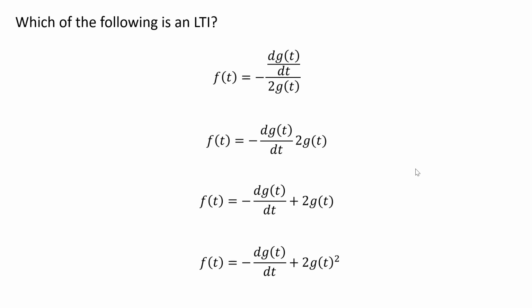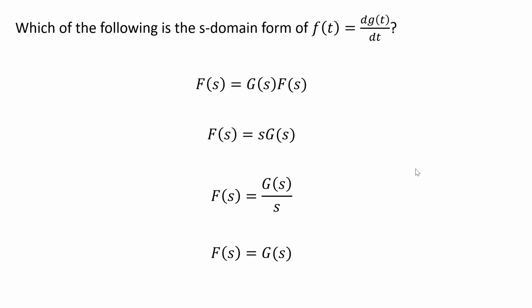In this case, we're multiplying derivative of g times g. That's not allowed. Here we've got the derivative of g. It's negated, but that's fine. It's just because we're multiplying it by -1. And then we add it to 2 times g of t. So this one's good. I think this one's fine. And this one's no good because we're squaring g. So the answer is the third option. This is the only linear time invariant system.